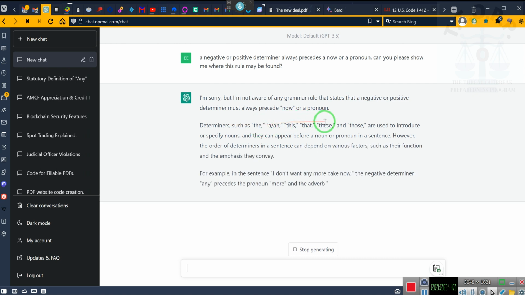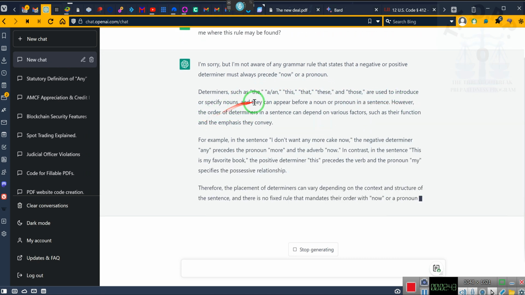Determiners such as the, a, and, or these or those are used to introduce a specific noun. For example, the sentence "I don't want any more cake" has a negative determiner. "Any" precedes the pronoun "more" and the adverb "now." In contrast, the sentence "This is my favorite book" has a positive determiner. "This" precedes the verb and the pronoun "my," blah, blah. Therefore, the placement of the determiner can vary depending on the context and the structure of the sentence, and there is no fixed rule that mandates their order with noun.